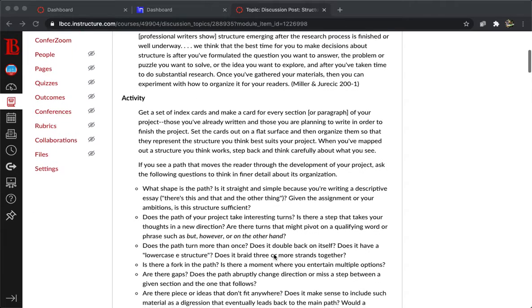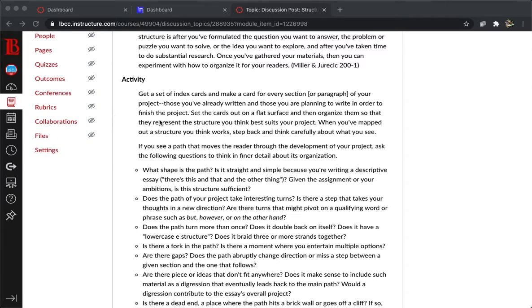So the activity itself is right here. Let me go ahead and walk us through this. This is still quoting from the book here. "Get a set of index cards and make a card for every section or paragraph of your project, those you've already written and those you are planning to write in order to finish the project. Set the cards out on a flat surface and then organize them so that they represent the structure you think best suits your project. When you've mapped out a structure you think works, take a step back and think carefully about what you see." Okay, so let me pause for a second.